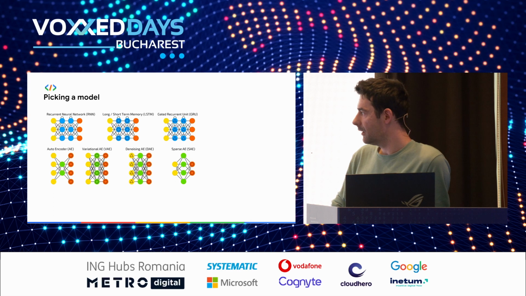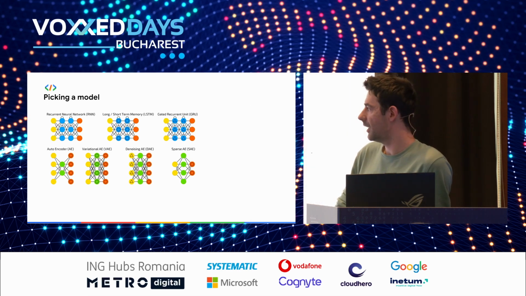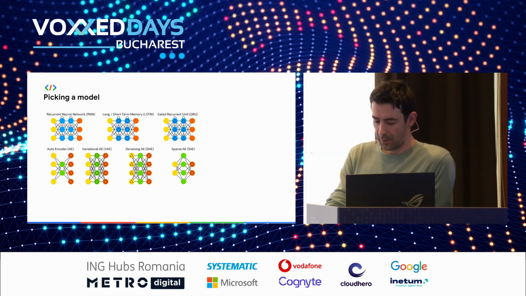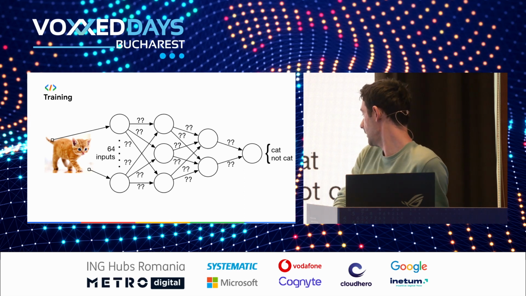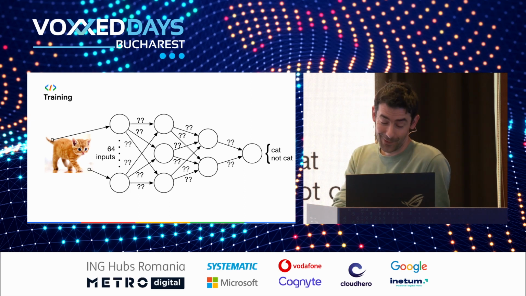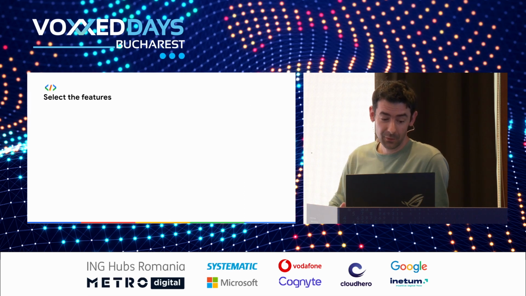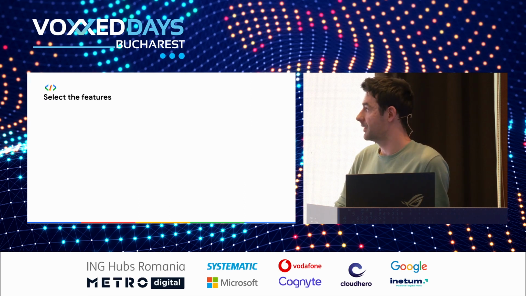Then we're going to pick a model. Now there's a lot of debate on what kind of model you want to pick. There are several models, all of them could work just as fine. We decided to go with just a simple autoencoder. And then we're going to do some training with the data that we've just collected. We're going to train that model, and then we're going to get some result. I mean, cat, not cat. So let's start with selecting the features.